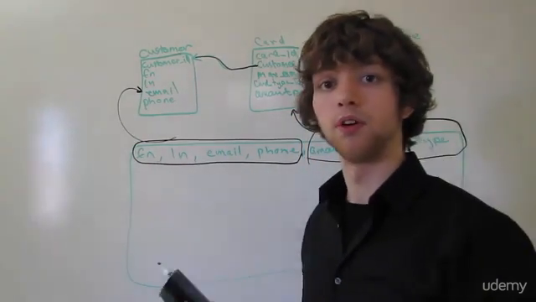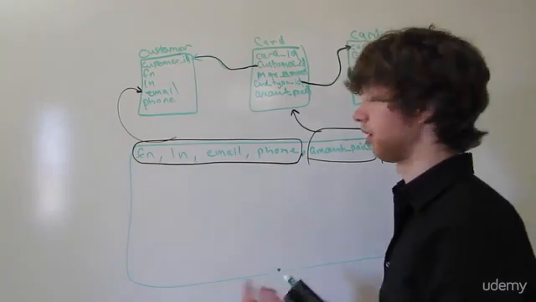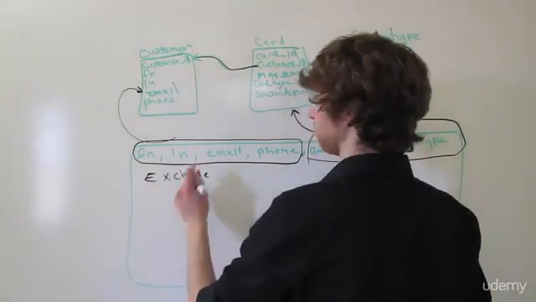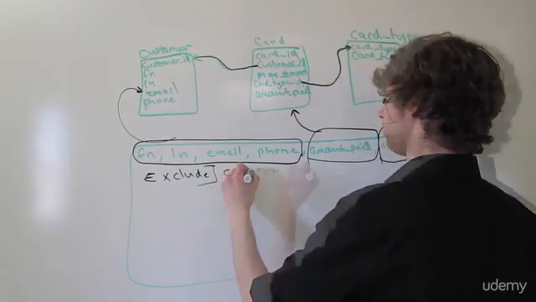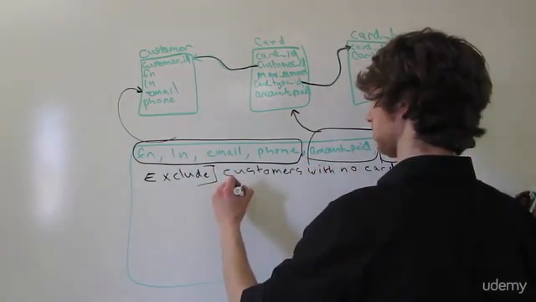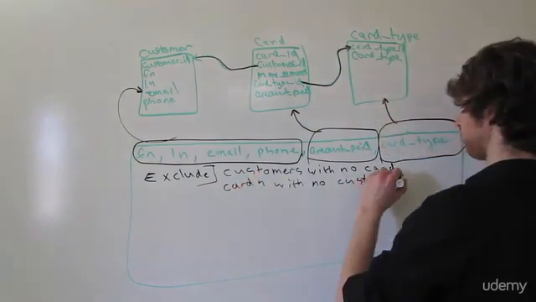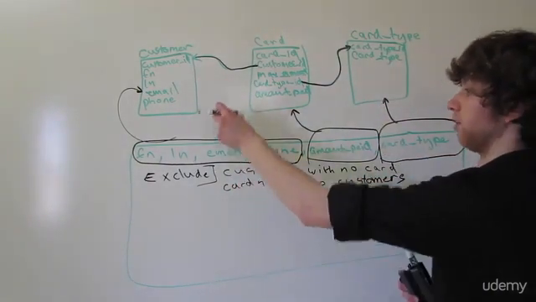So this table first is going to exclude, here I'll just write out what it's going to exclude. This isn't part of the table, but I'm just putting it here. It's going to exclude customers with no card, cards with no customers. That's going to be the first join condition because we're going from here.